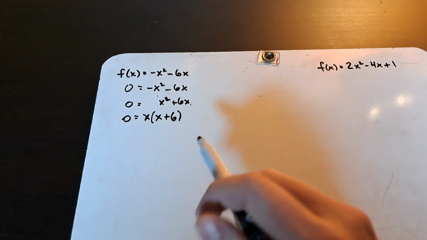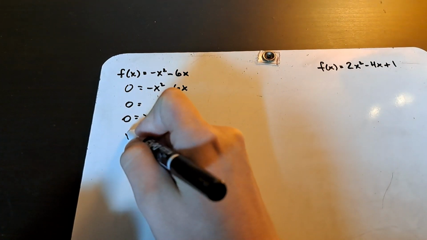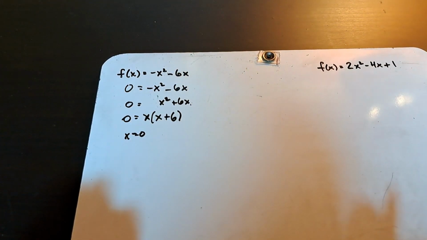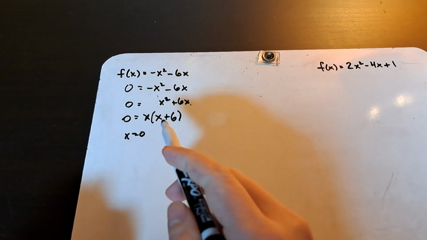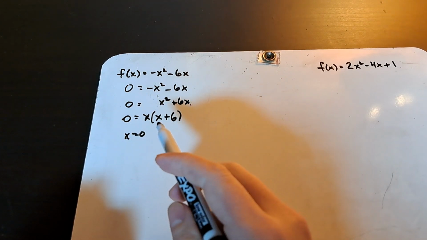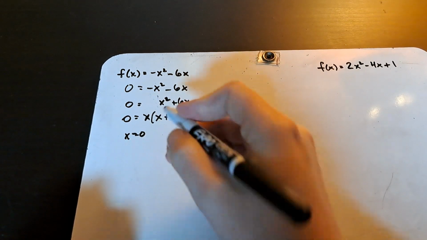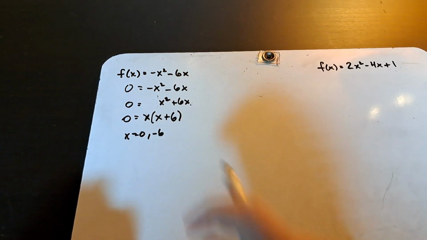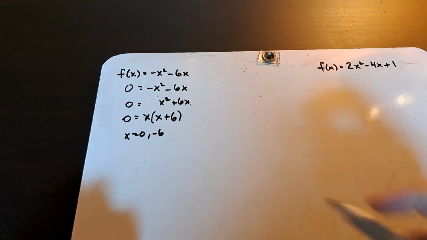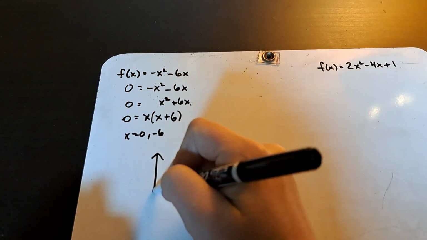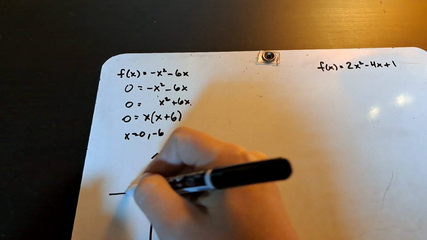Well, if x is equal to 0, then we know that one of my x-intercepts is at x equals 0. And then if x plus 6 equals 0, well, negative 6 plus 6 is equal to 0. So we have x-intercepts here at 0 and negative 6. All right, let's now draw this graph.